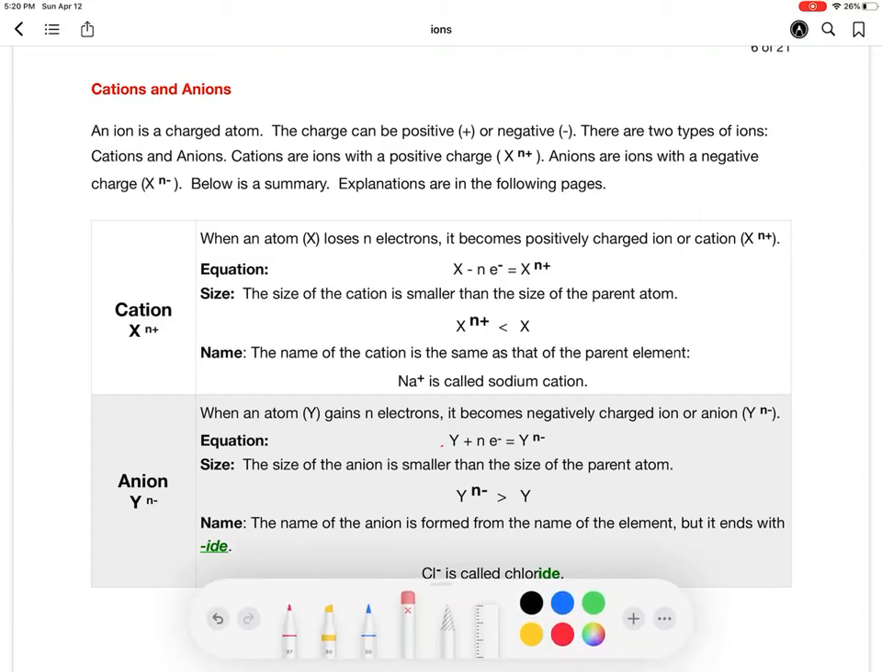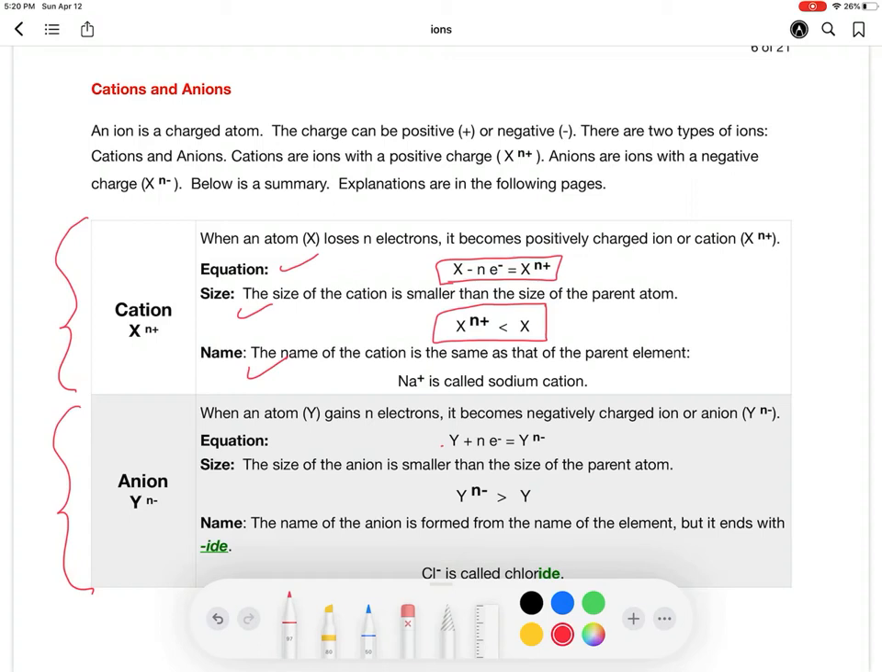Okay, and this page here, I wanted to read exactly what I put in this table. When an atom loses electrons, it will have a positive charge, or cation, and the size of the cation is smaller than the size of the atom. The name of the cation is the same as the name of the atom. So I put equation, size, name. The same thing here for the anion.